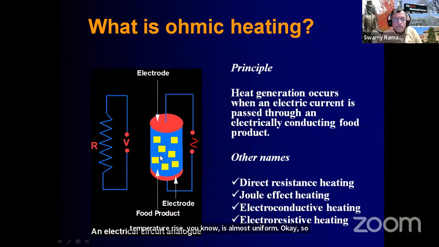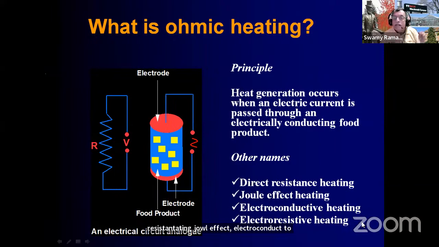You make food part of the electrical circuit. You have two electrodes here, top and bottom, and the food is trapped between them. It can be particulate food or it can be just liquid food. They heat by electrical resistance. That's why these are called direct resistance heating, Joule effect, electroconductive, electroresistive. They're all to do with electricity and electric heating.